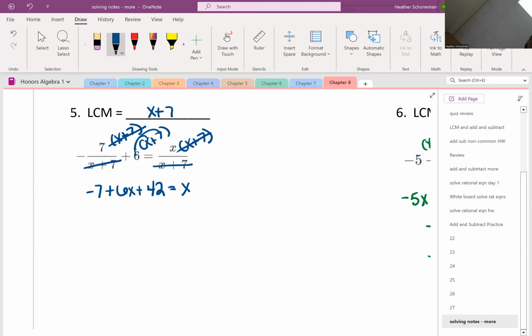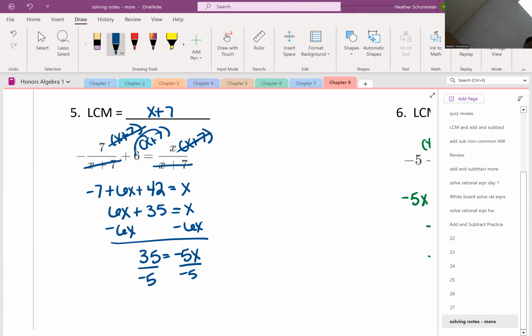Okay, first step is always to combine like terms. -7 and 42 is 35 equals x. So I'm going to subtract, oh, I don't want to subtract x because then I have nothing on that side. I want to subtract 6x from both sides. It's linear. X is on one side, numbers on the other. So I get -5x equals 35. Divide by -5, and x equals -7.